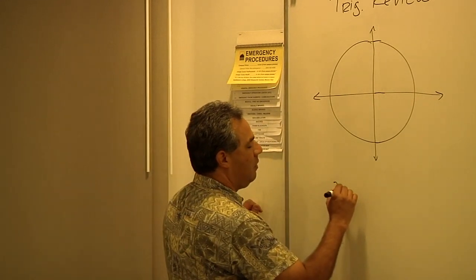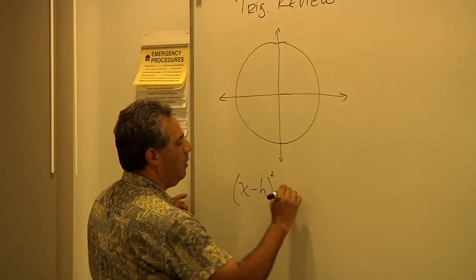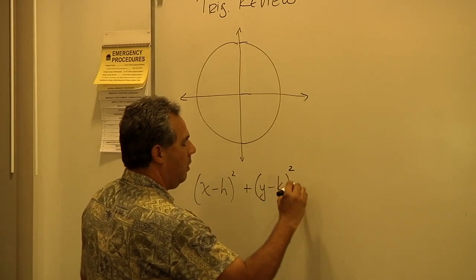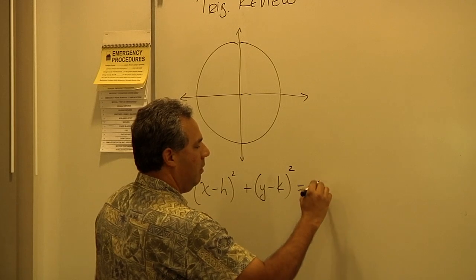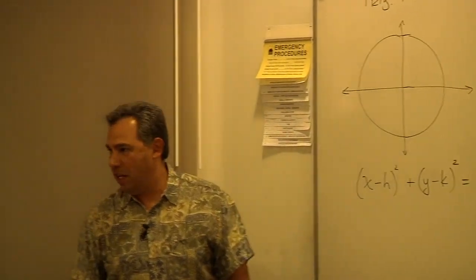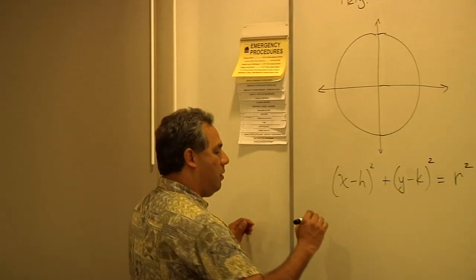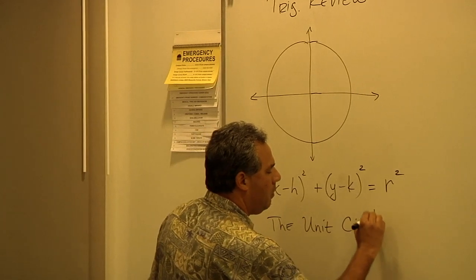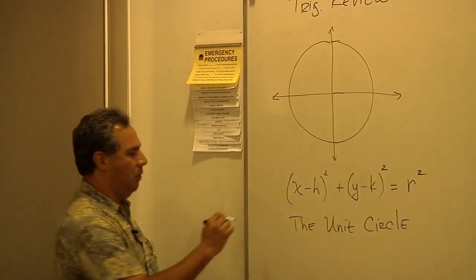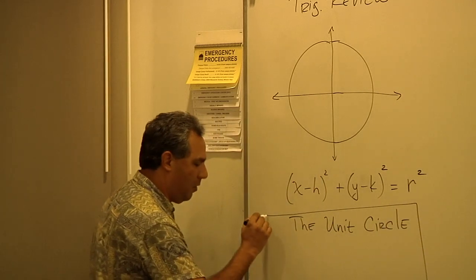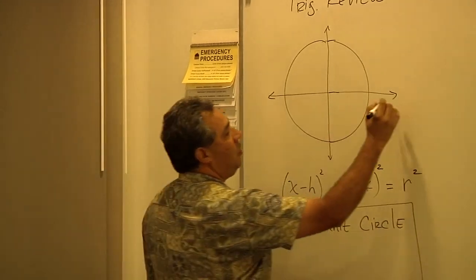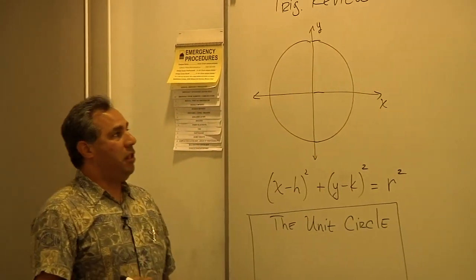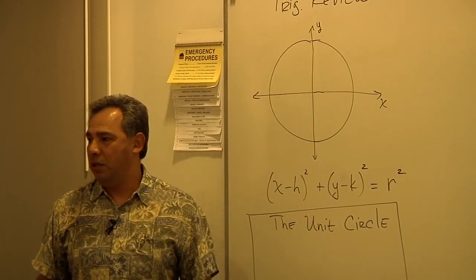It should be x minus h squared plus y minus k squared equals what? R squared. That was the standard form, right? Now, for the unit circle, where is the unit circle centered? The origin. You have to remember, when we talk about the unit circle, specifically for this review, we're talking about a circle that's centered at the origin whose radius is 1 unit.